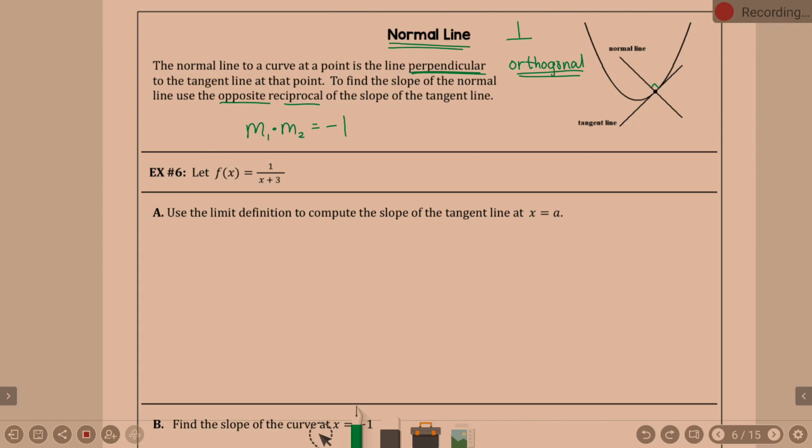I'm ready to look at example 6. Have some fun with this. Okay, maybe fun isn't the right word for example 6. This would be better if f of x was a little bit easier equation, but that's all right. We're going to test ourselves. F of x is 1 over x plus 3. First of all, it's asked us to use the limit definition to compute the slope of the tangent line at x equal a. So in other words, for any value x.